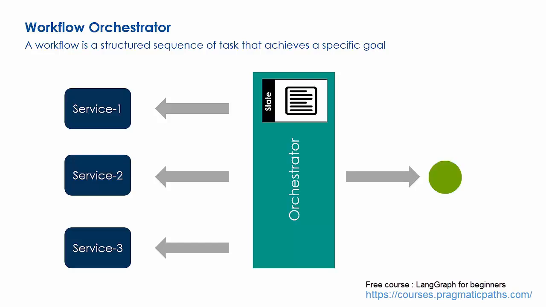LangGraph is an orchestration framework that offers tools for building workflows. Using LangGraph, with just a few lines of code, you can easily build static as well as agentic workflows. LangGraph offers two ways to create workflows. You can use the Graph API or the Functional API.